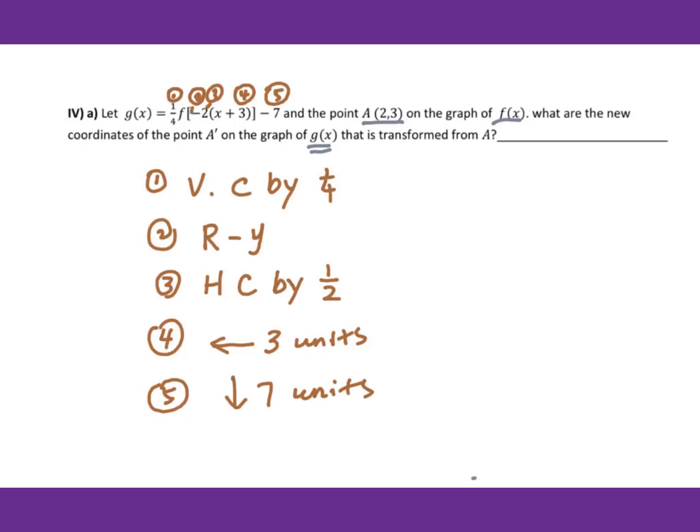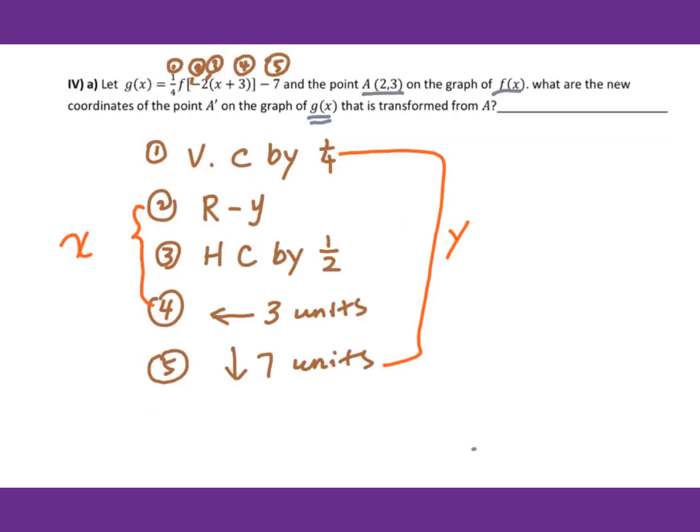Then we figure out this is dealing with the x coordinate. And these two deal with the y coordinate. For y coordinate, it's easier, so we work that out. Vertically compressed by factor of 1 over 4 means we got the 1 over 4y. Then we go down 7. That means we go down 7 units, just minus 7.